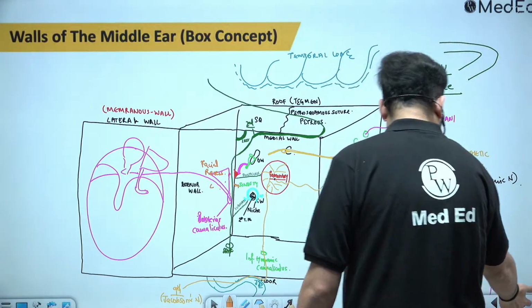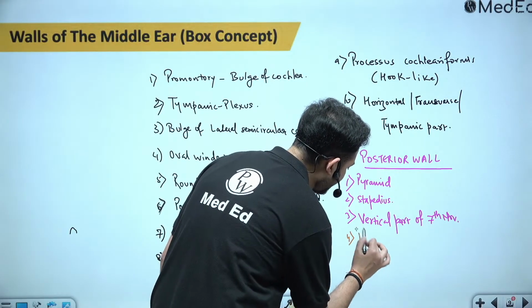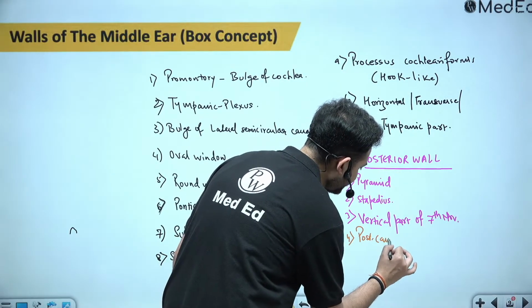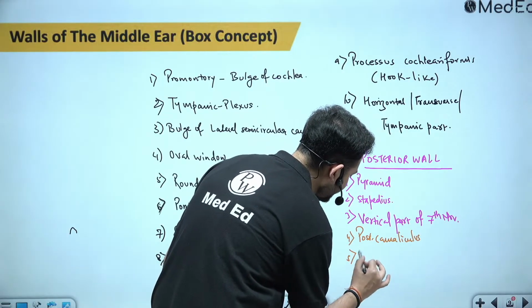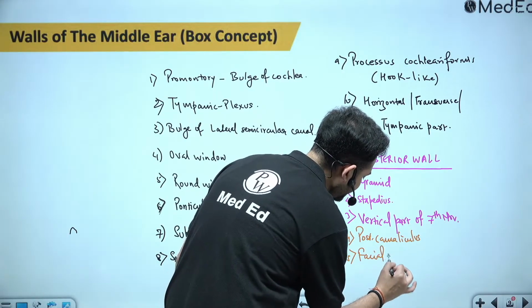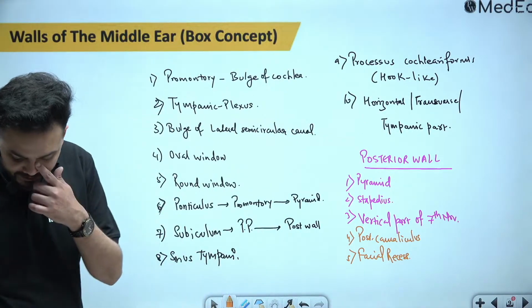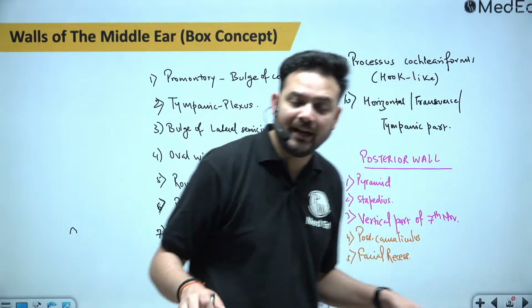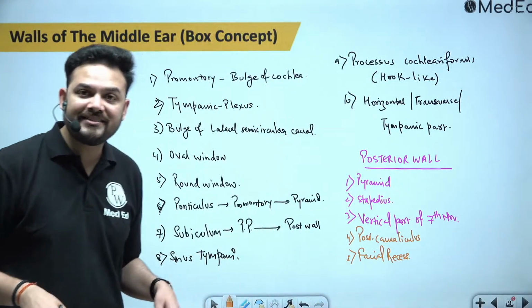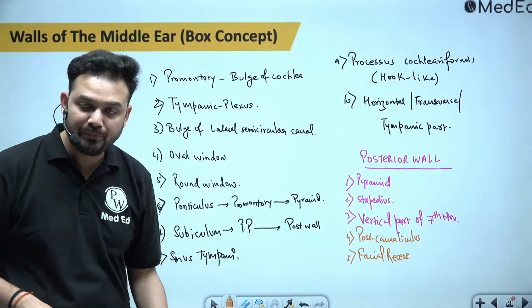So we are just going to write down what else was present on the posterior wall. We read about the posterior canaliculus, and we read about the facial recess. Right? Posterior canaliculus was the entry point of the chorda tympani. Okay, fine. So far, so good. Now we have understood these parts. Now let's go to the final part of the posterior wall.